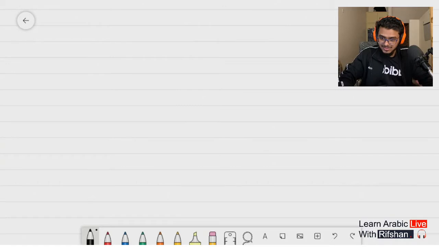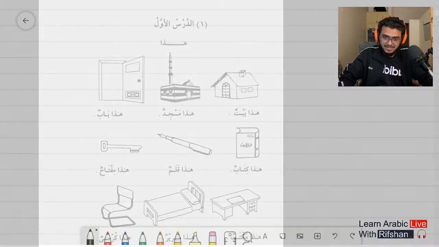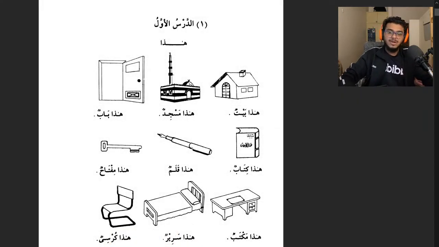Where is the book? Once again, let's go to the book. So what is this? Hada baytun. Let's ignore the hada part for now. Let's just focus on the baitun part. This is lesson 1 on page number 5 of your Arabic book, the text which you would have already, maybe on your phone or your laptop.